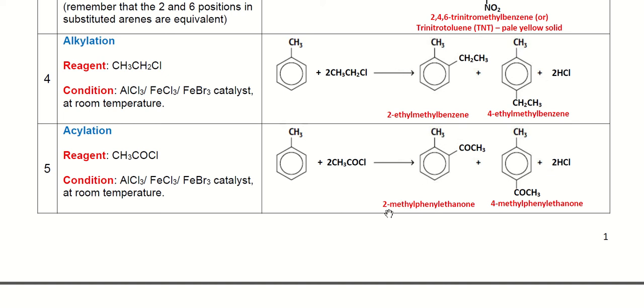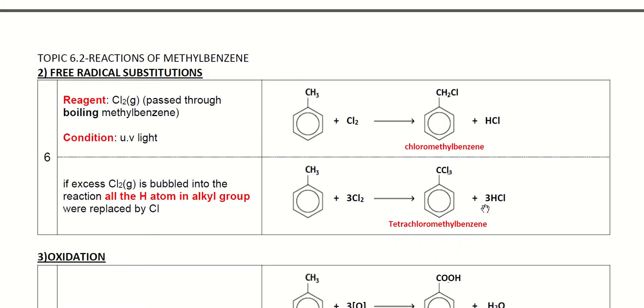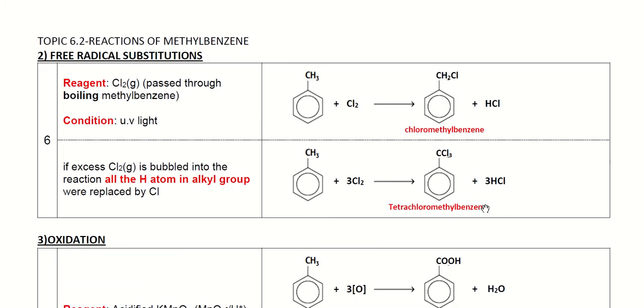So it will be 2-methyl phenylethanone, and this one will be 4-methyl phenylethanone because the ethanone is the first carbon, 2, 3, 4. So it will be 4-methyl phenylethanone. For this one, the ethanone here will be the first carbon, and then this will be second. Remember, lowest numbering. You don't say that 6 because you go 1, 2, 3, 4, 5, 6. That is wrong.